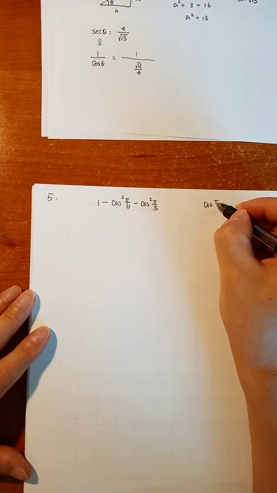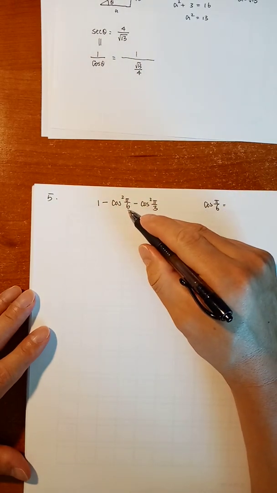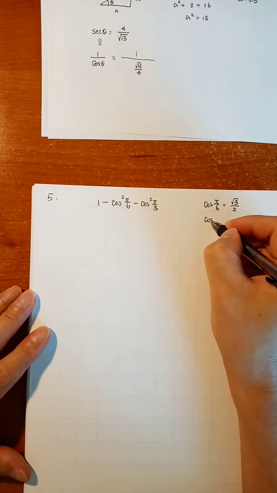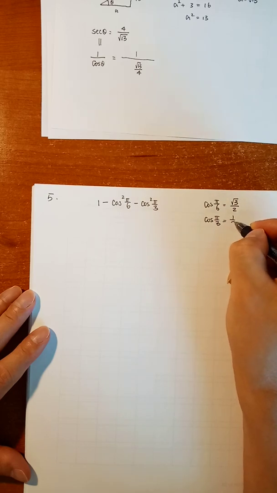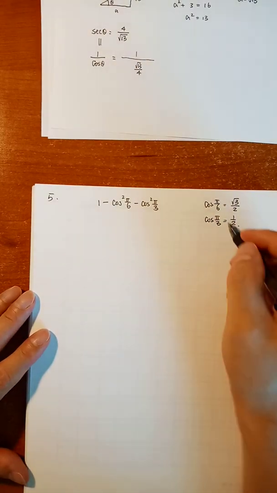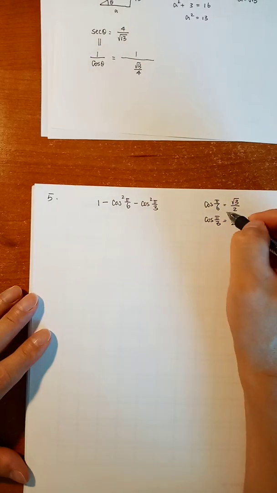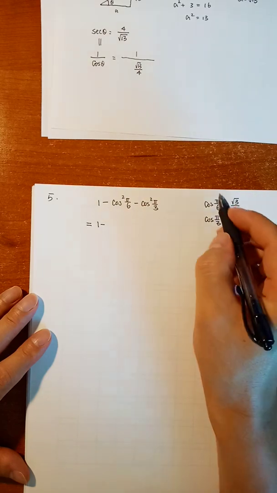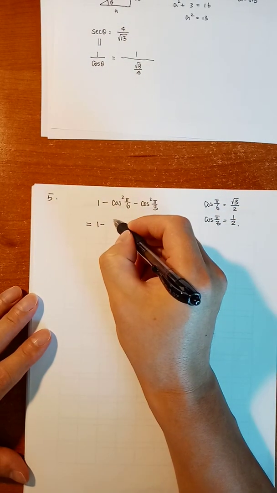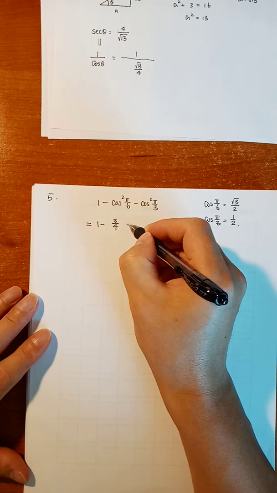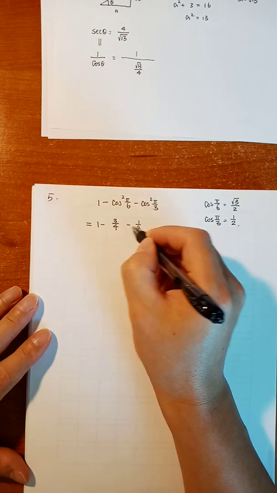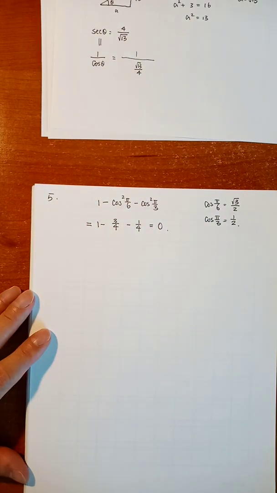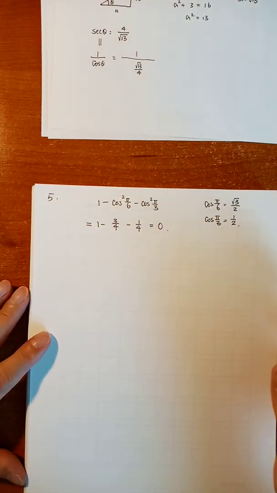So cosine pi over 6, what is cosine pi over 6? It's square root of 3 over 2. And cosine pi over 3 is 1/2. If you remember it, they are like this. Then when you square them, square root of 3 over 2 squared is 3 over 4. 1/2 squared is 1 over 4. Minus 3 over 4 minus 1 over 4 means minus 1. 1 minus 1 is 0. So it's not too bad.